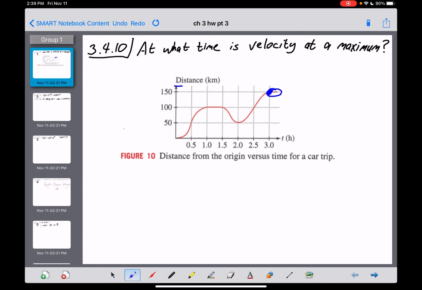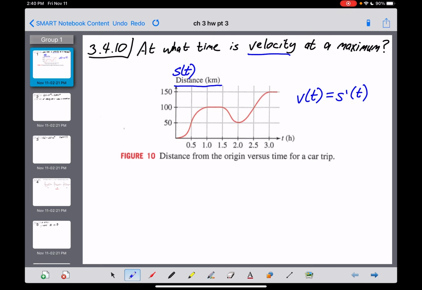This is the graph, everybody, of distance. So what we're really dealing with right here is a position function, and the question is about velocity. So this question is forcing you to think hard about the relationship between a position function and a velocity function. And as we hopefully remember now, velocity, v of t, is the derivative of your position function.